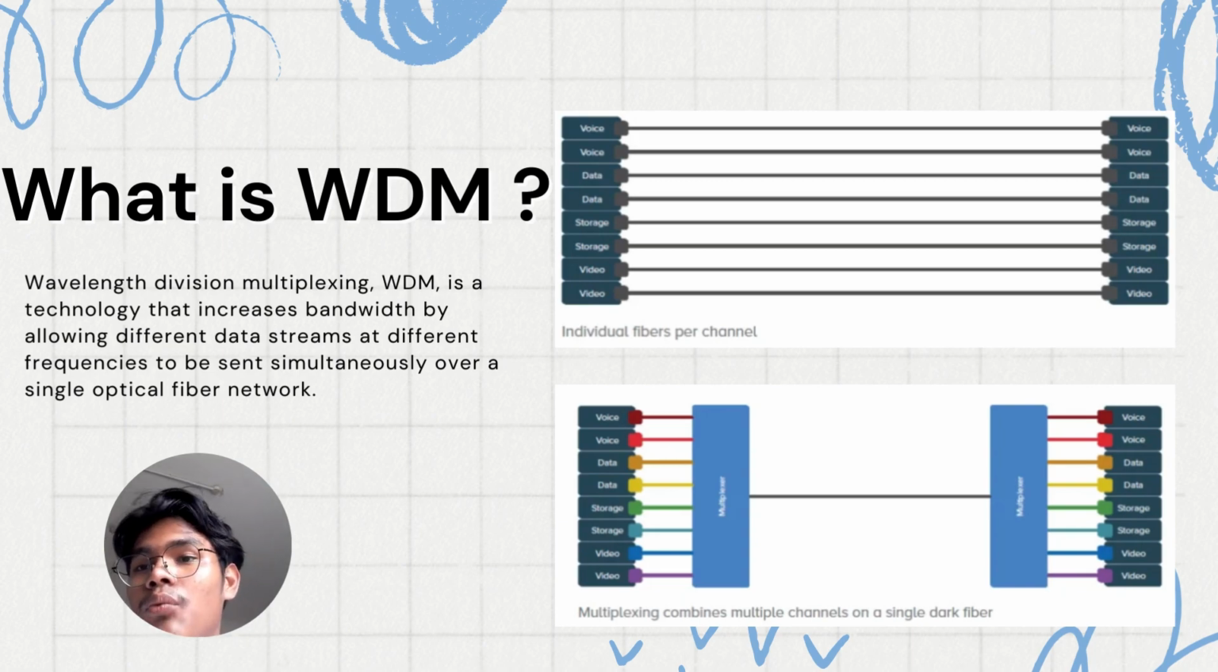First, we will introduce what WDM is. WDM is a technology that increases bandwidth by allowing different data streams at different frequencies to be sent simultaneously over a single optical fiber network.